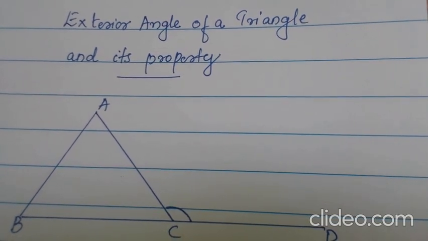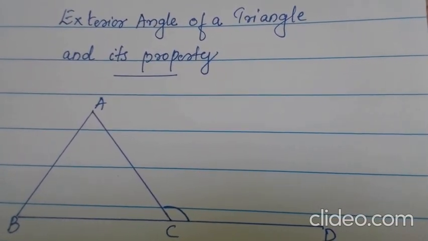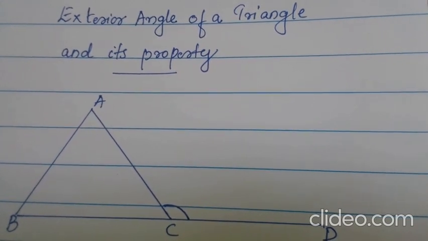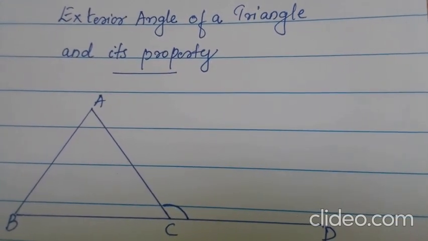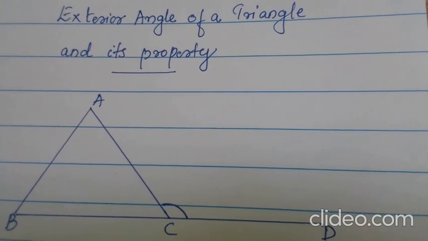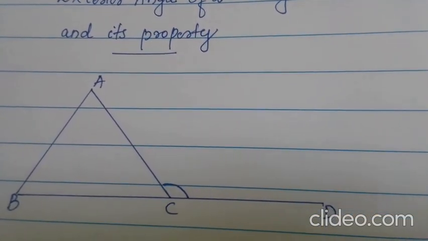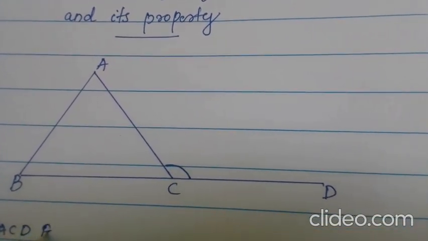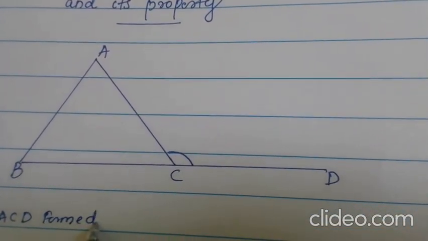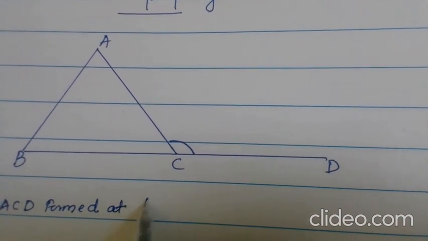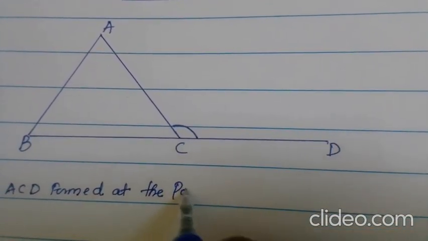Which angle is formed over here? Angle ACD formed at the point C. Is it?